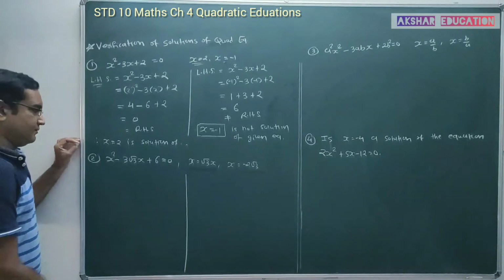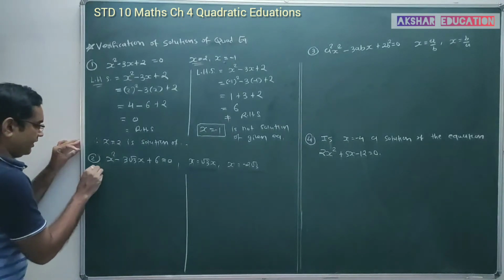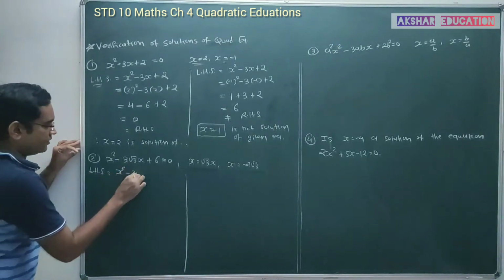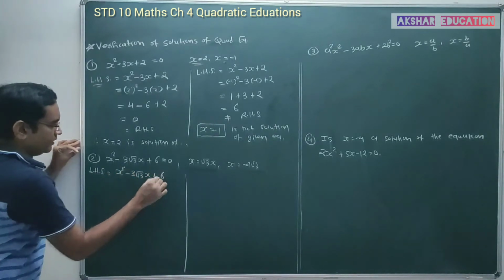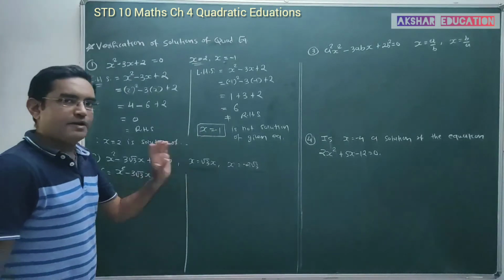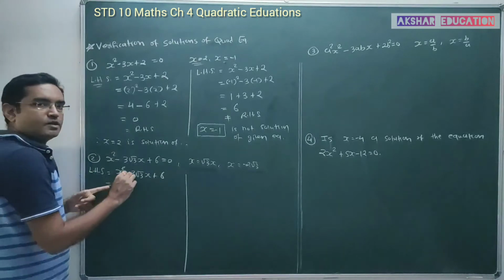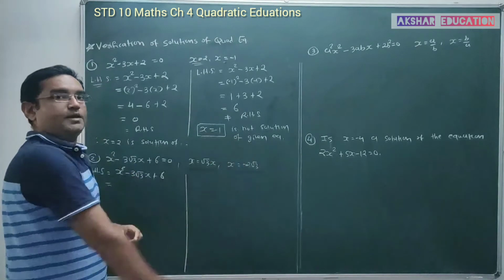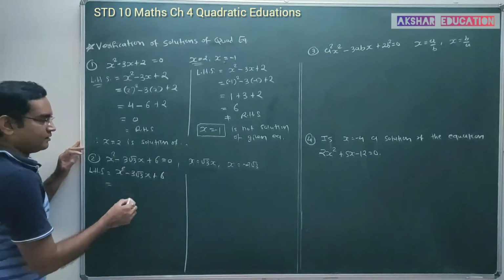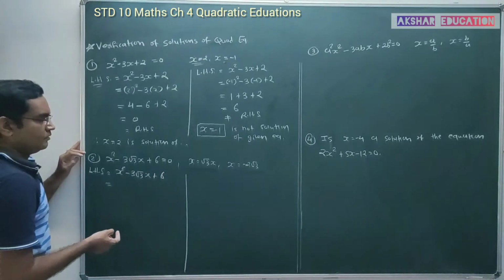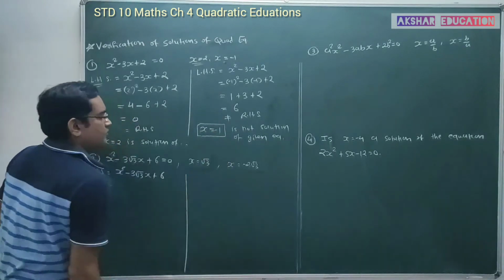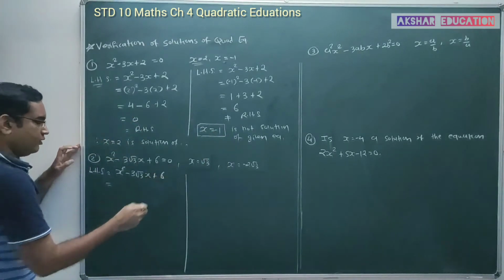Limitation of space. So here left hand side is equal to x square minus 3 root 3x plus 6. Now here you can also add one statement. Put x equal to root 3. x will not be there, it will only be root 3. So put x equal to root 3.